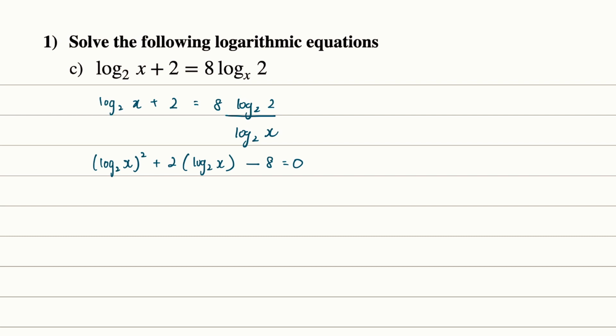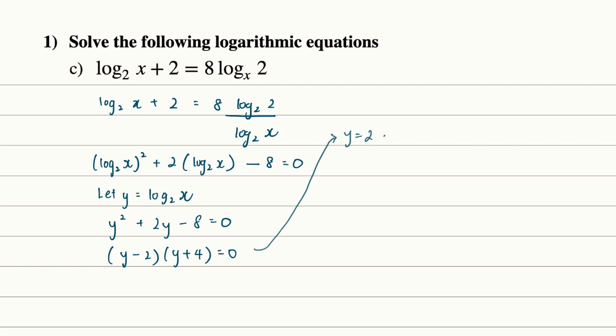So what we can do now is to let y equal log to the base 2 of x. And by doing so, we can convert it into y squared plus 2y minus 8 equals 0. Factorizing this expression, we will have (y minus 2)(y plus 4) equals 0, y equals 2, or y equals minus 4. Take note that this is not the final answer because we want to find the value of x and not y. So by substituting it back, log to the base 2 of x equals 2.